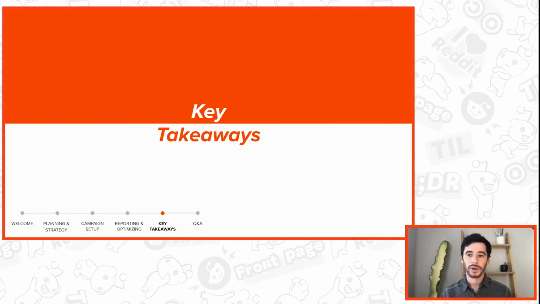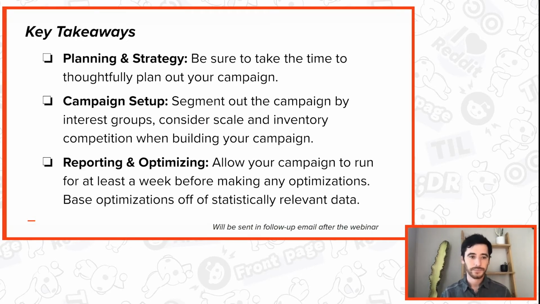All right, so now we are finally at key takeaways. With key takeaways, we just want to go over 3 main things that are important to keep in mind after this webinar. So first, planning a strategy. Be sure to take time to really thoughtfully plan out your campaign before you build it and launch it. Make sure that you've identified all 5 of those questions we asked at the beginning of the webinar. Make sure that you have good creative in there, you have a targeting strategy in place, and you know what you're tracking.